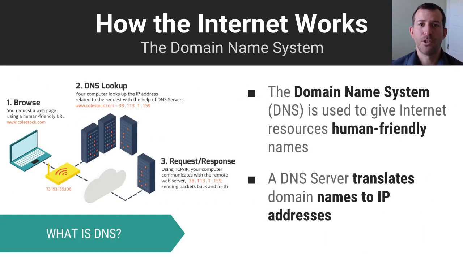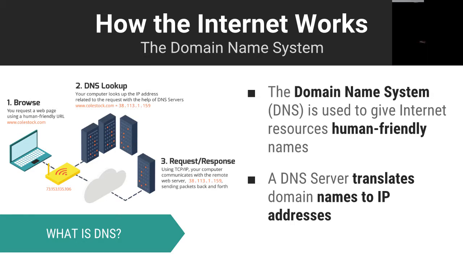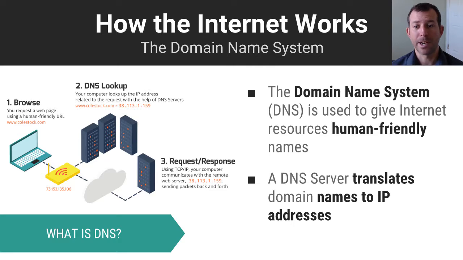There's also something called the domain name system, or DNS. When you are on the internet, you're used to typing in human-friendly names like www.google.com. But what you don't realize is that computers cannot communicate and talk to one another using those human-friendly names. They need to know the IP address, the unique address associated with the computer that has that information. So there's a system called the domain name system, and what it does is it translates these human-friendly names like www.google.com to the more computer-friendly IP addresses.